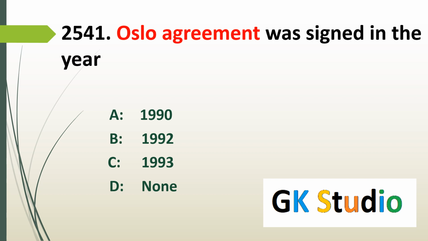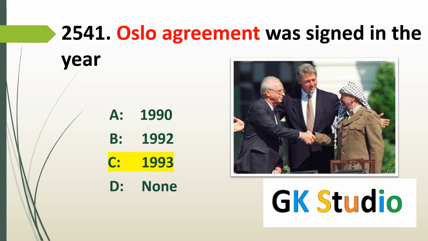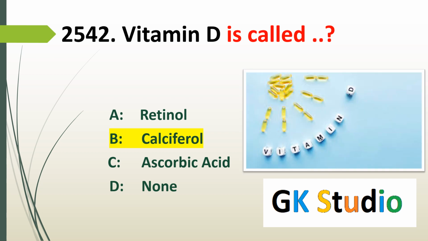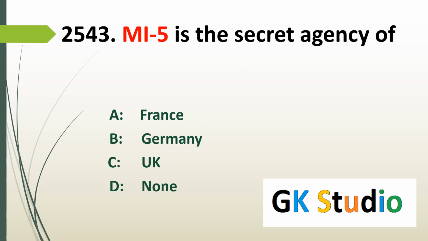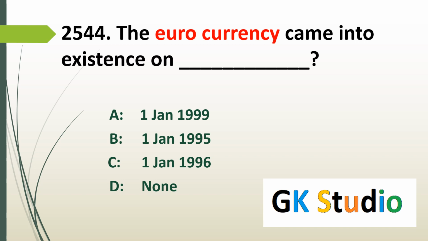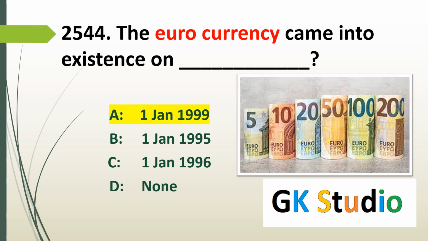Oslo Agreement was signed in the year 1993. Vitamin D is called calciferol. MI5 is the secret agency of UK. The euro currency came into existence on 1 January 1999.